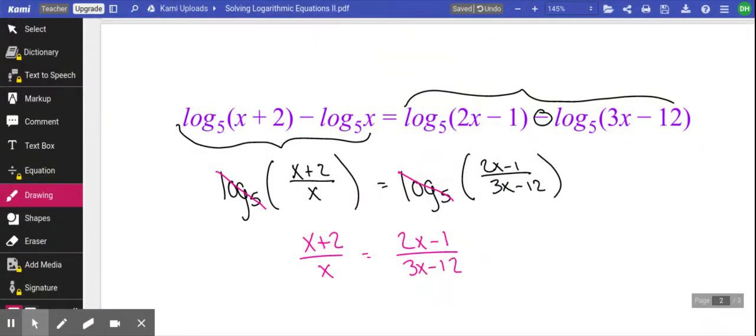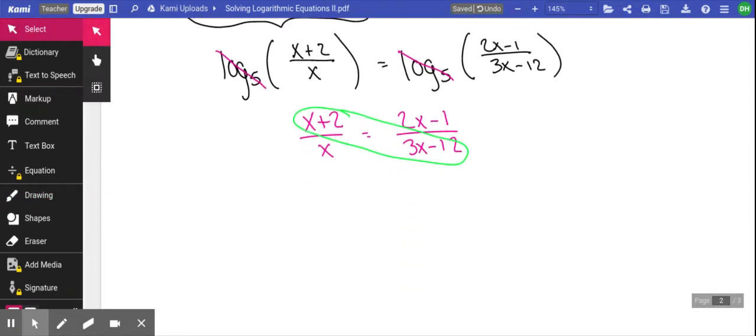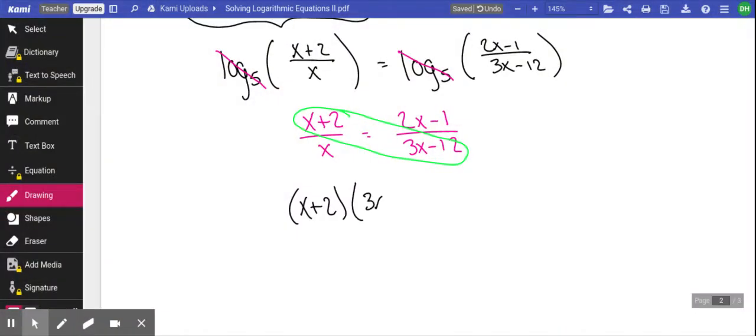I like to use that term inner function to describe the quantity that's inside the parentheses. That's the quantity that I'm taking the log of. Now, as I do my cross multiplication here, I've got to multiply a binomial times a binomial. So I'm going to take my time and write this out. It's going to be the quantity x plus 2 multiplied by the quantity 3x minus 12. We'll have fun foiling there.